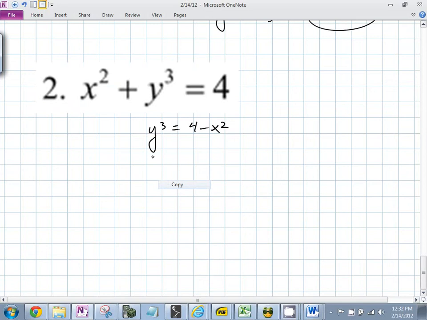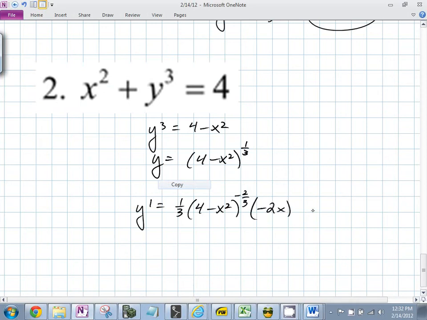So what does y prime equal? 4 minus x squared to the negative 2/3 times negative 2x. That is the derivative. Can you clean it up a little bit? Yeah, you can. Y prime is equal to negative 2x over 3 times 4 minus x squared to the... And could you get rid of the negative exponent by putting it down? And you could. Is it debatable which is more simple? It is debatable. That's fine. That's where I would stop right there.